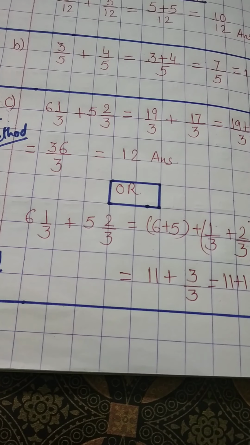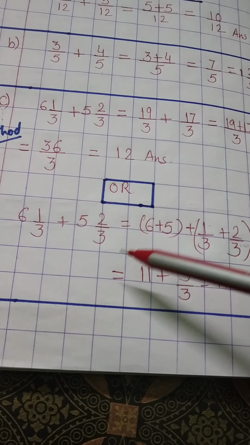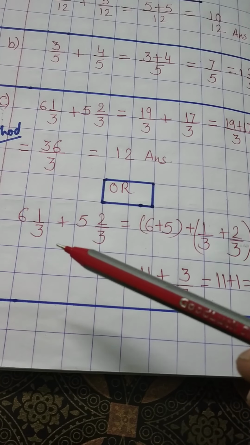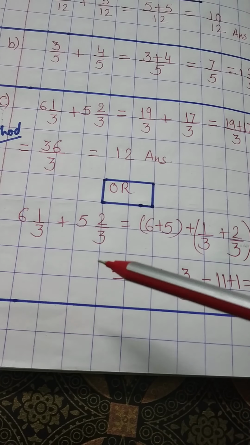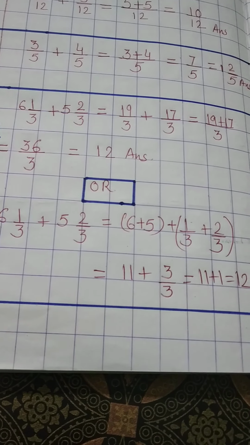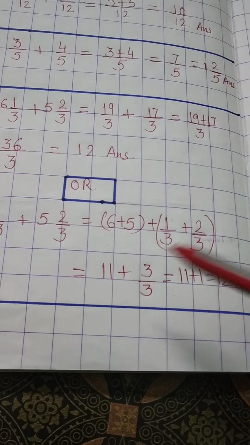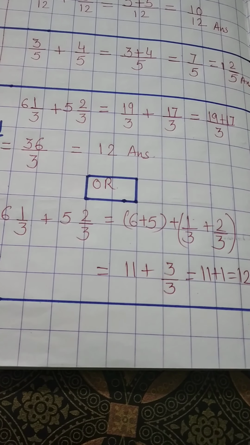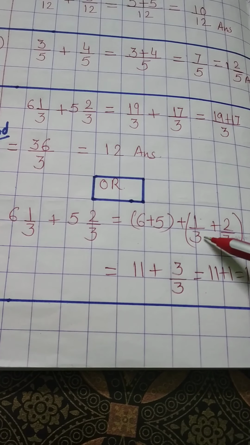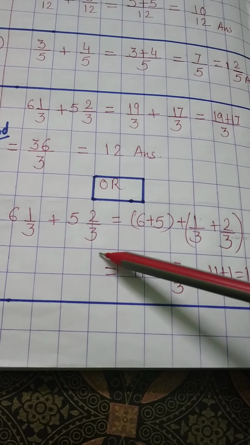And for the second method, what will we do? See, in a mixed fraction there is a whole part and there is a fractional part. So we will add the whole parts separately and the fraction parts separately. So like 6 plus 5. Look at the question, 6 plus 5. So I have taken 6 plus 5 separate, and 1 upon 3 and 2 upon 3 separate.